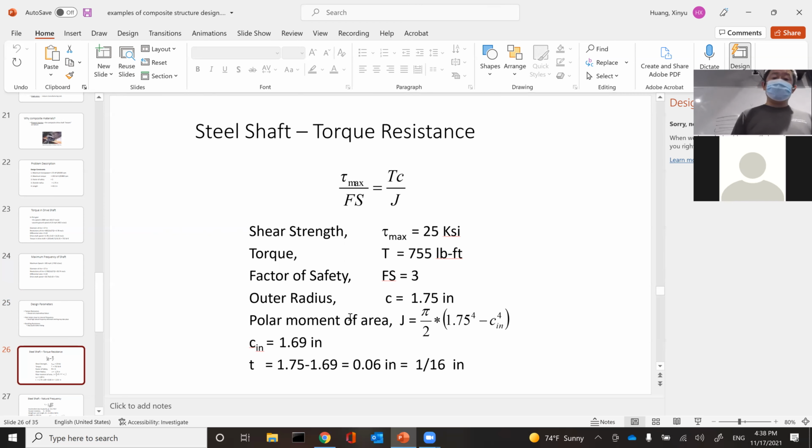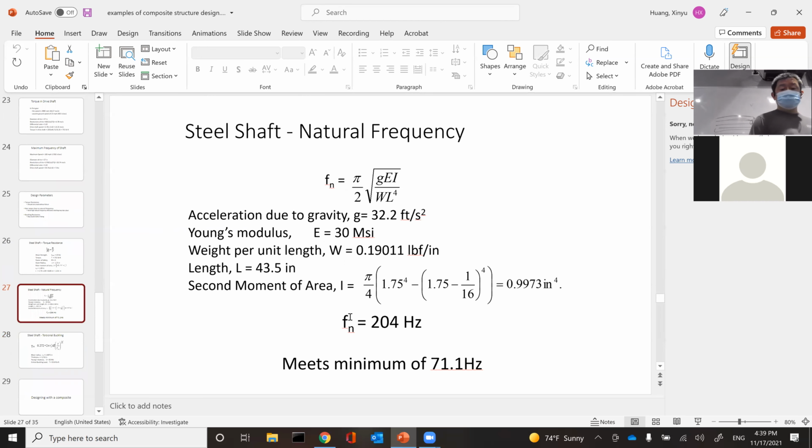But this may not satisfy the other two requirements. We ought to check the other two. One is natural frequency. The other one is buckling. It may fail the buckling because it's too thin, just like when you're twisting an empty soda can. Even though it's pretty strong, the wall of the soda can buckle. All right, so an additional check is needed.